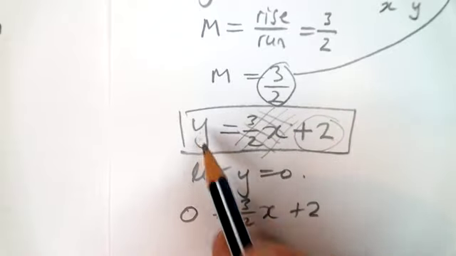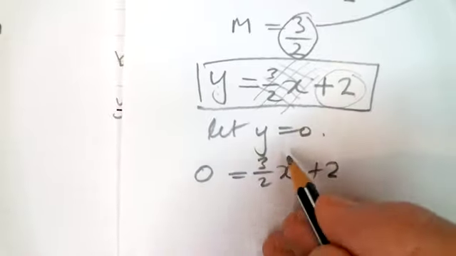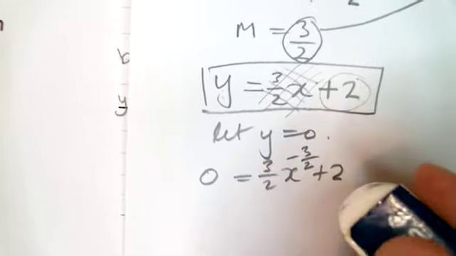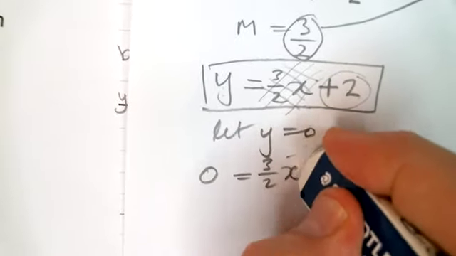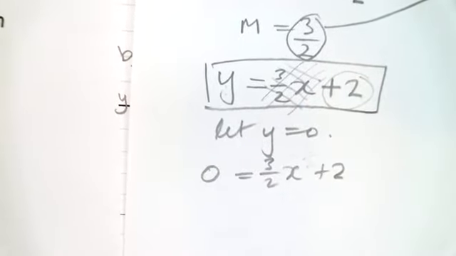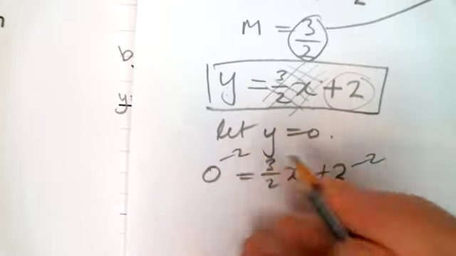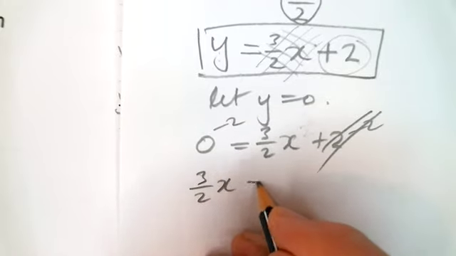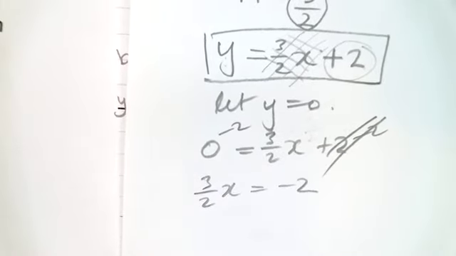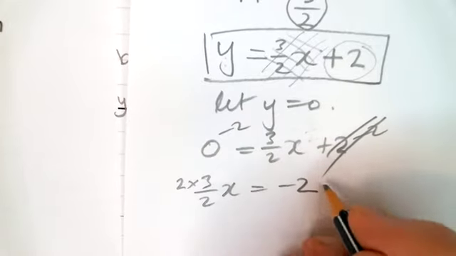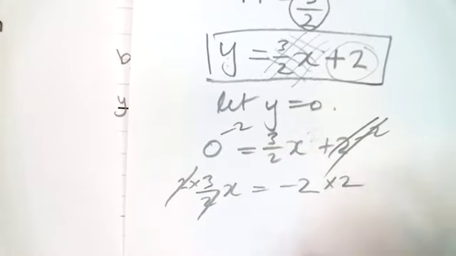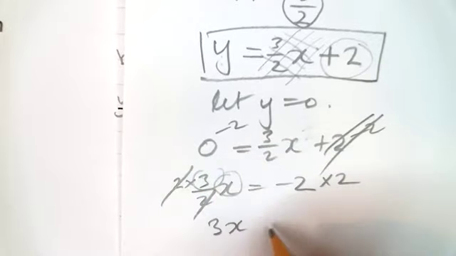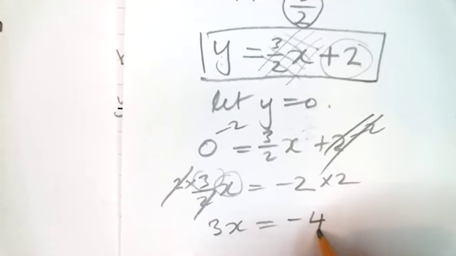When y is 0, I'm going to make life really easy for myself and subtract 2 from both sides, because 2 minus 2 is 0. I've got 3 over 2x is equal to negative 2. Let's multiply both sides by 2. 2 divided by 2 is 1, and I'm left with 3x, which is equal to negative 4.